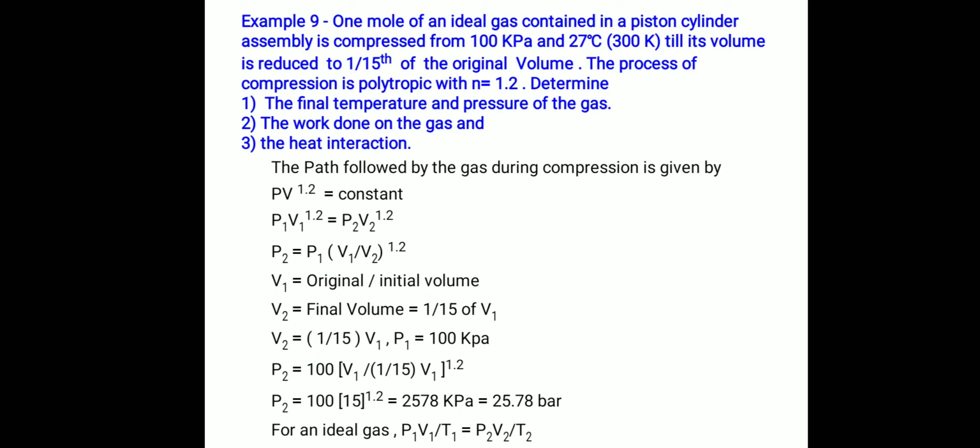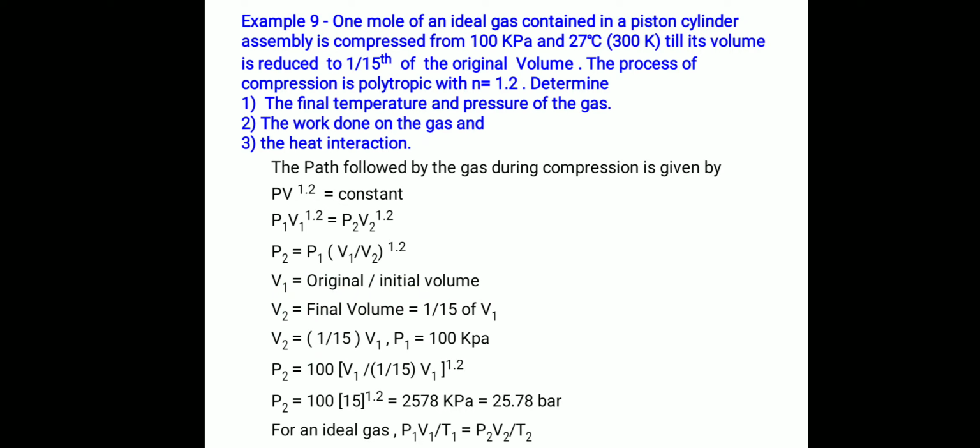Now this is example 9, in which it is given that 1 mole of an ideal gas contained in a piston cylinder assembly is compressed from 100 kilopascal and 27 degrees Celsius till its volume is reduced to 1/15th of the original volume. So temperature is given, pressure is given, 1 mole means small n is also given, and it is a piston cylinder compression system.